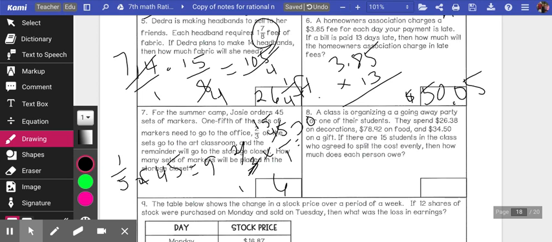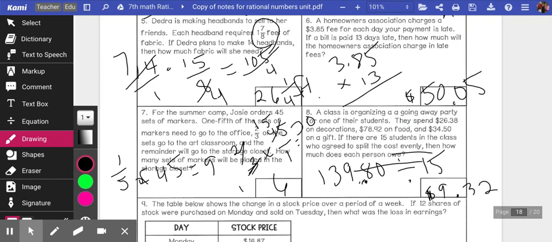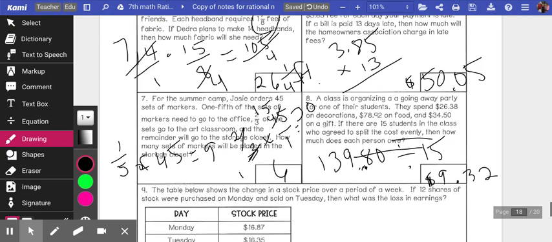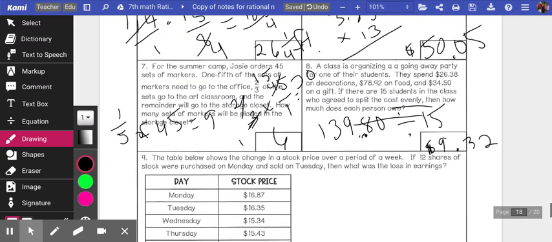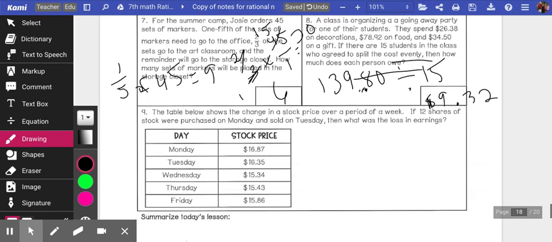A class is organizing a going away party for one of their students. They spend that much money on decorations, that on food, and that on a gift. If there are 15 students in the class who agreed to split the cost evenly, how much does each person owe? So pause it and do it. Okay, you should be adding those and then dividing that total by 15, and they each owe $9.32. Rework it if you're getting any of these wrong.